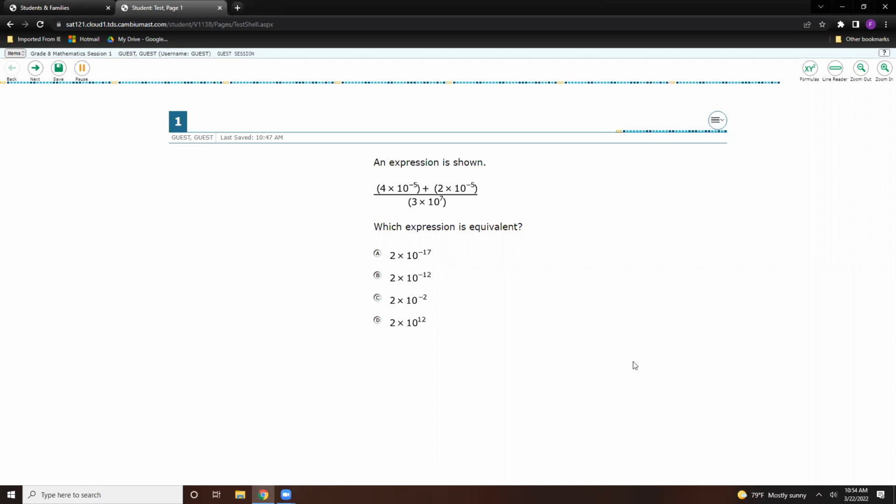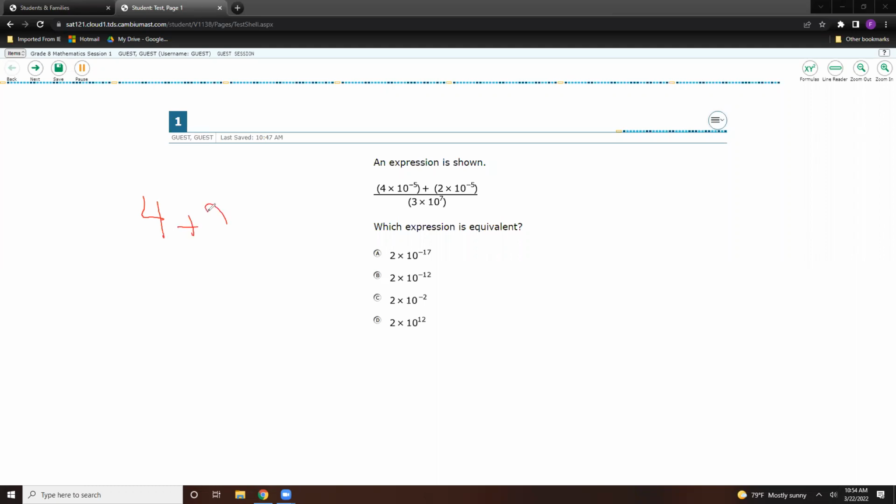Here we have an expression shown with exponents. This is multiple choice, so nothing but to click the right answer. We notice here that on the top, we're adding 2 elements that have the same last term, times 10 to the negative 5. So we're just adding 4 of those. 4 plus 2 from this section. They are like terms, the last term is the same. So this will give me 6.